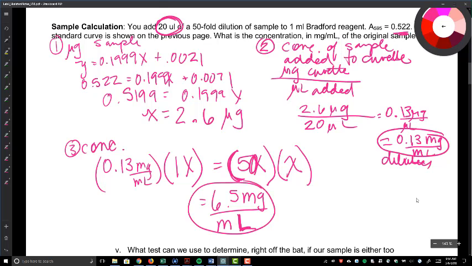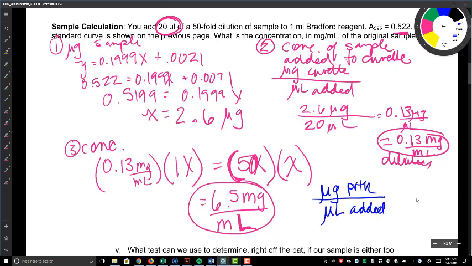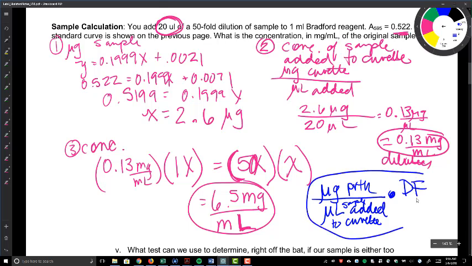And so the short way we can do that is we can say, okay, I'll put this in another color. We could take the micrograms of protein divided by the microliters of sample added to the cuvette, and then multiply that by the dilution factor if you have a dilution factor, and you're not always going to have one. I would argue in most cases, you're probably not going to have a sample that's concentrated enough that you're going to need to dilute it ahead of time. But either way, that is the calculation.